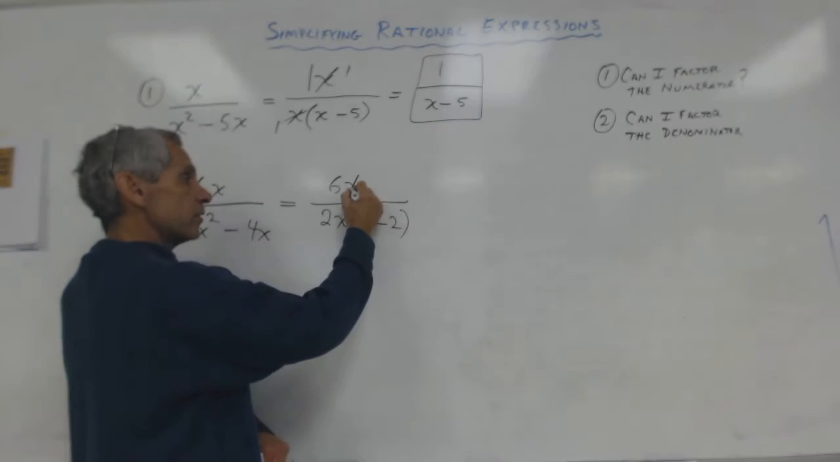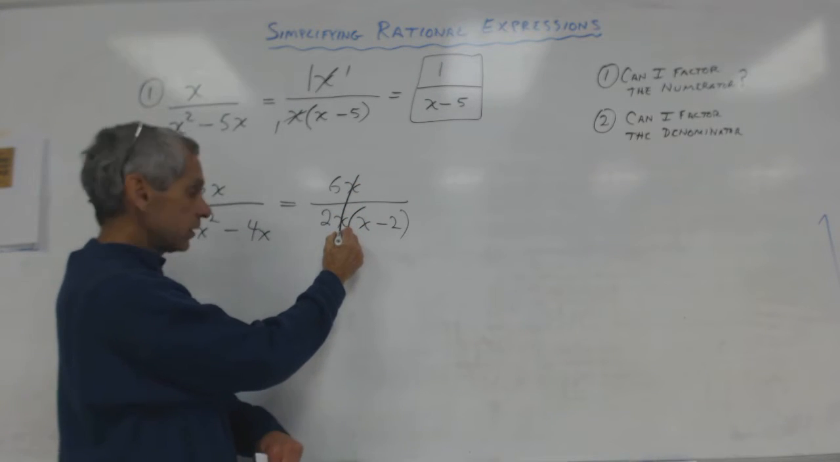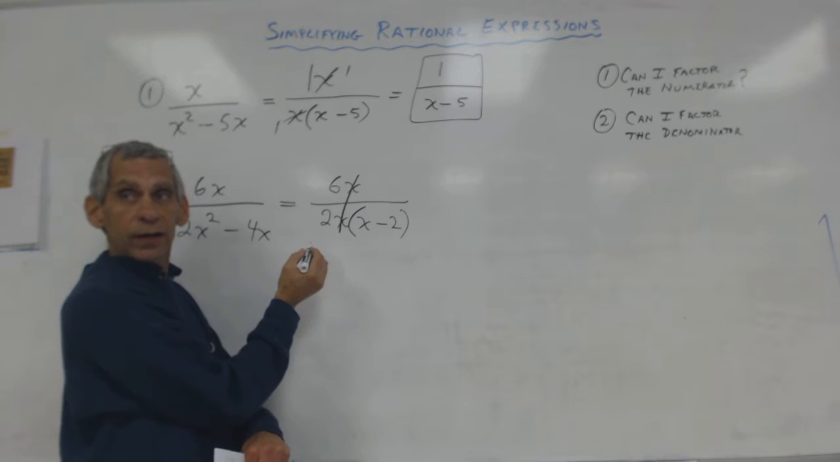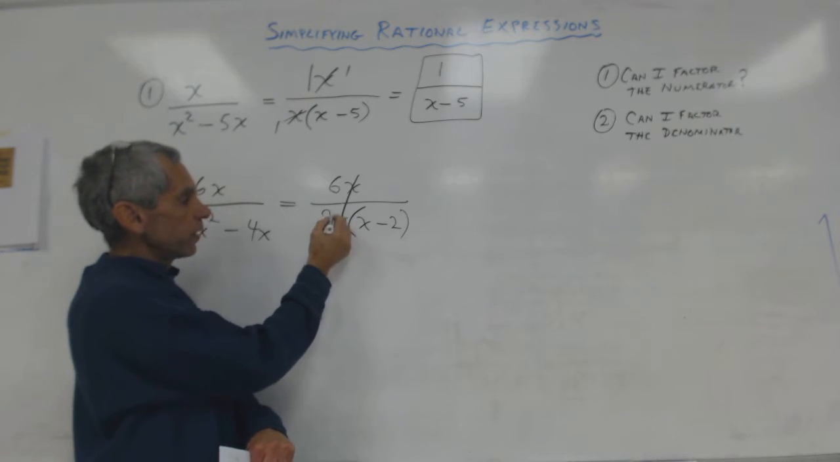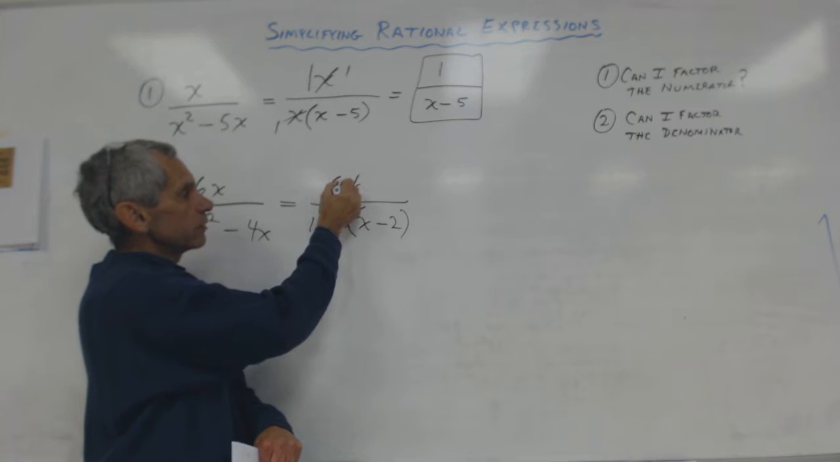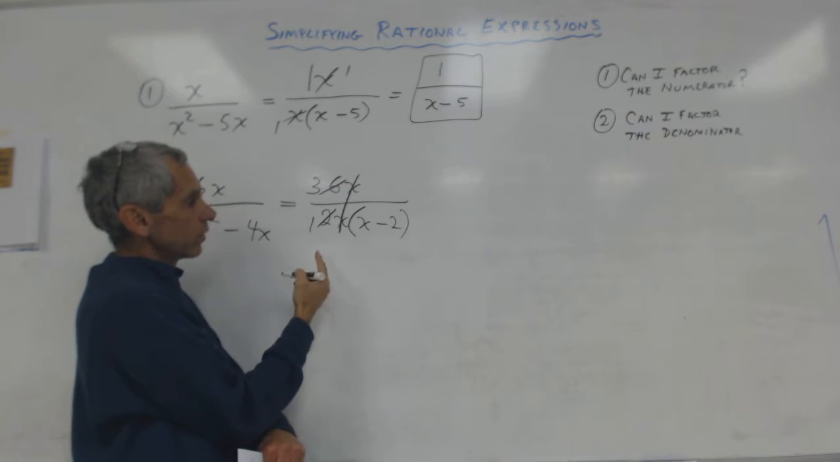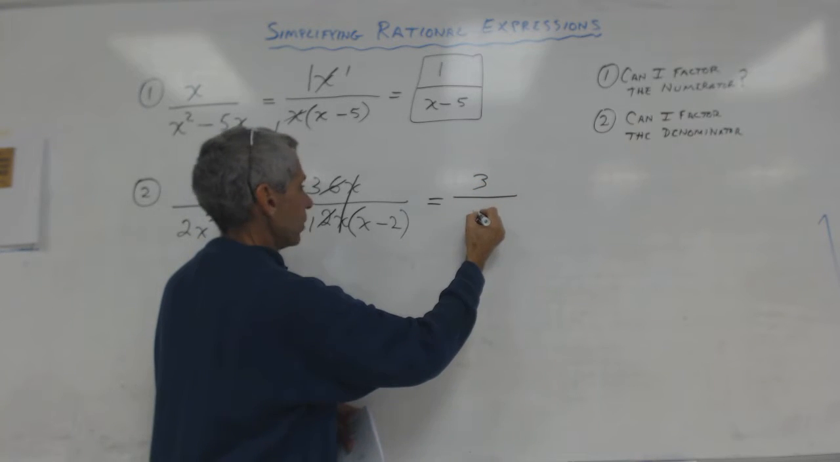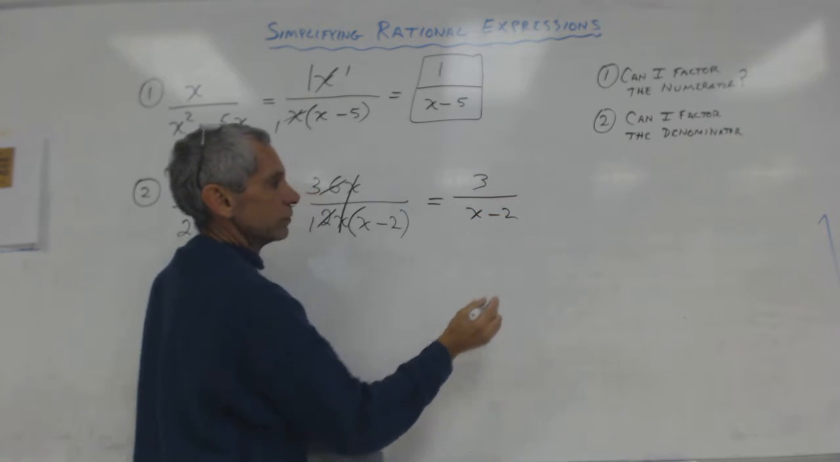So can you get rid of the x's? The x's cross out, right? And basically you get 3, but you've got to figure out where. On the top. 2 divided by 2 is 1. 6 divided by 2 is 3. There you go. So your final answer is 3 over x minus 2.